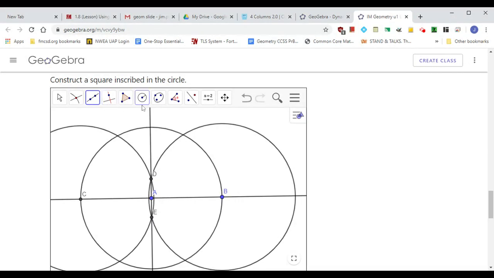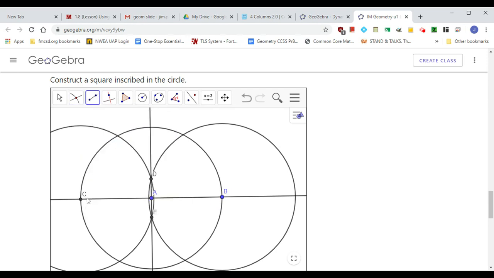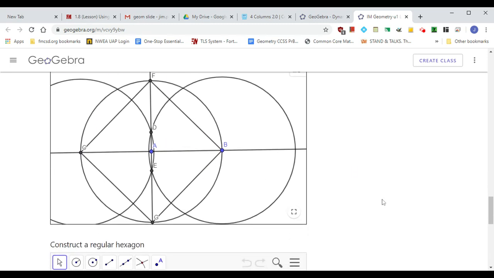So the 4 endpoints of my square are where that line hits the circle and where the first diameter hit the circle. So I'm going to put those with segments. Connect C to there. It's black, so I know I hit the intersection. This one might be a little harder to hit. There it is. There we go. And again, I've made my square inscribed in the circle.